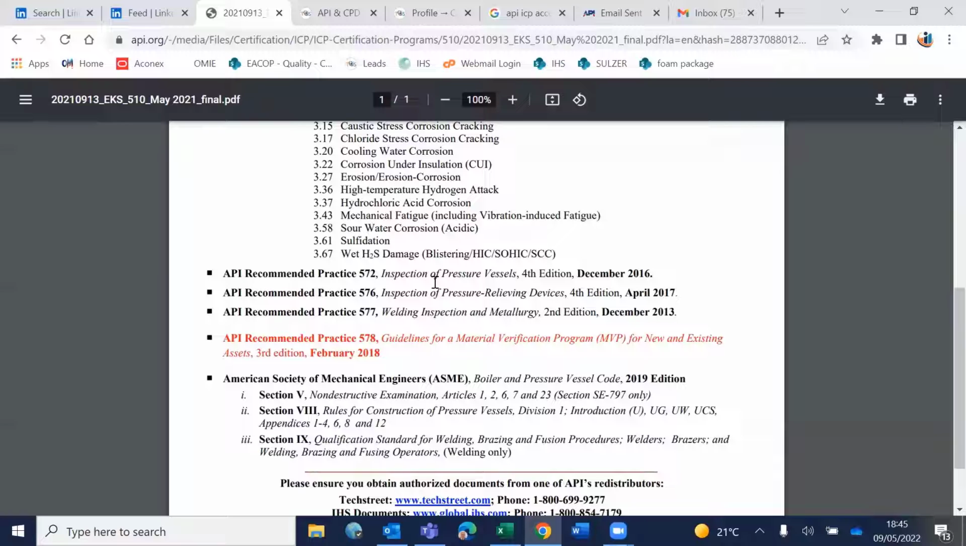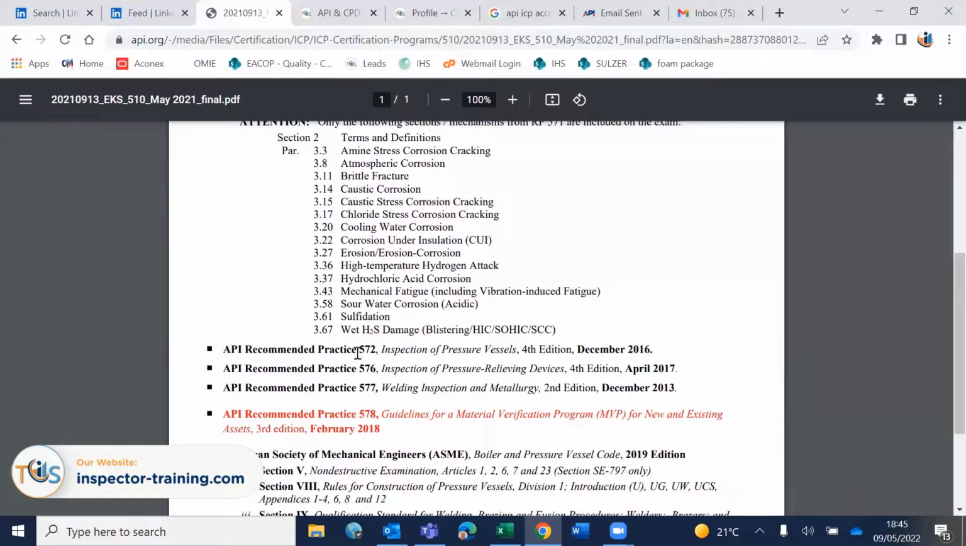510 is the inspection code for pressure vessels, which is based on ASME Section 8, right? There is just one section which is a discrepancy between 510 and ASME Section 8, and that is about some thickness. So the 510 and 572 are the most important ones.